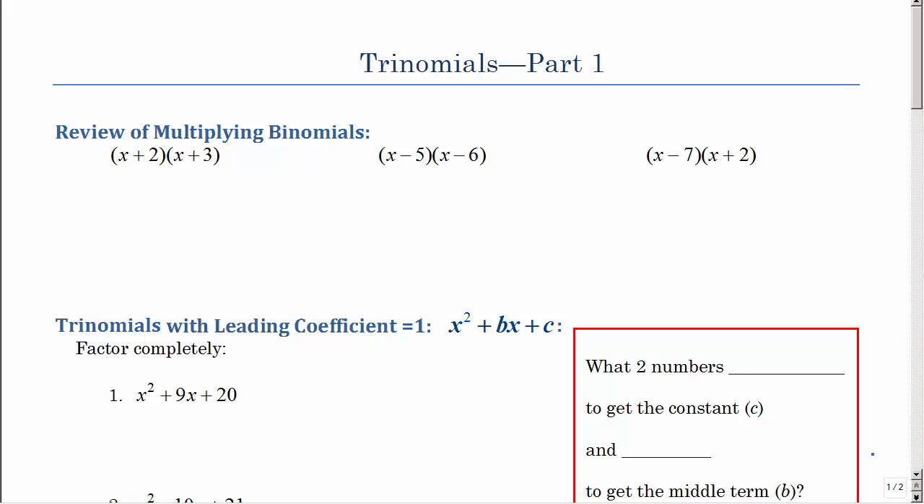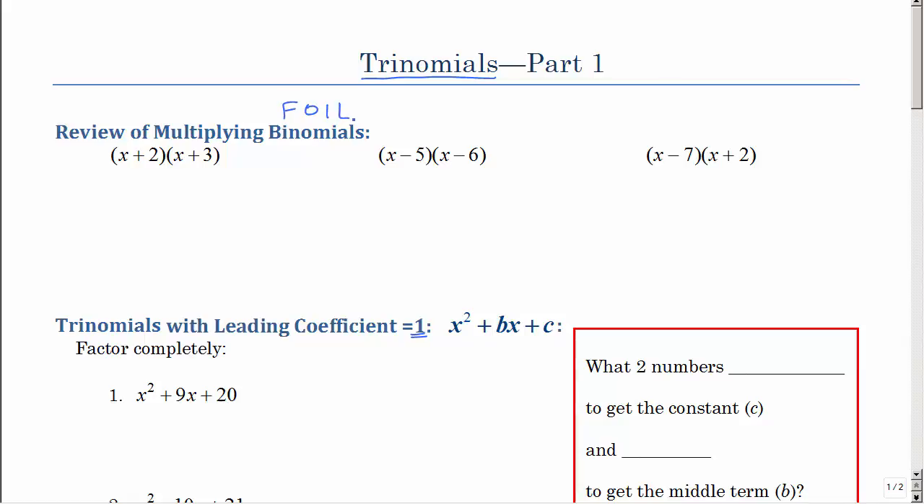So far, we have looked at the greatest common factor. Then we looked at how to factor the difference of two squares. In this lesson, we will look at trinomials and a particular type of trinomial with a leading coefficient of 1. But before we get there, let's go back and review multiplying binomials.